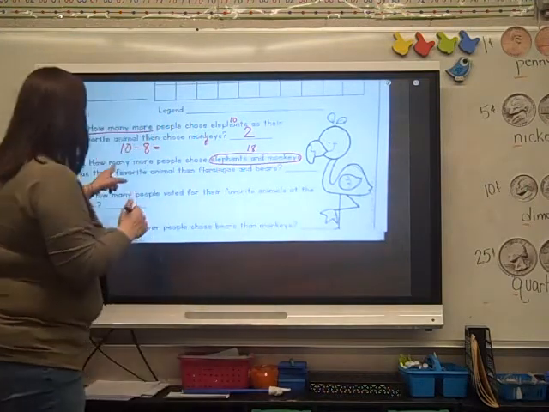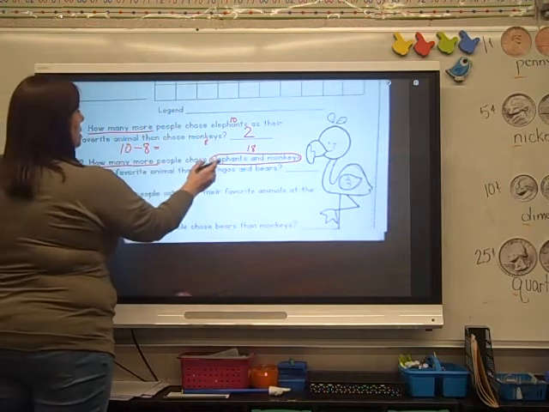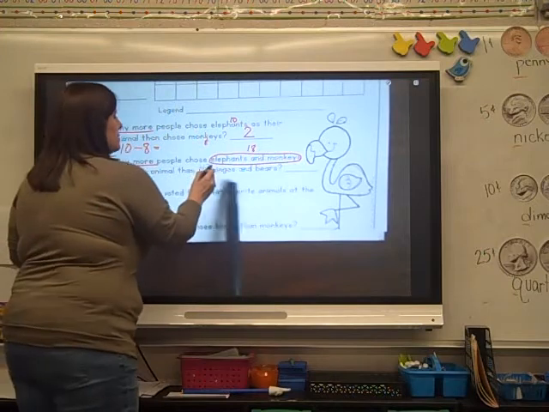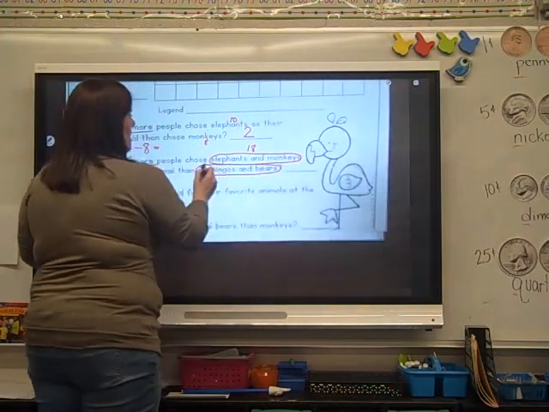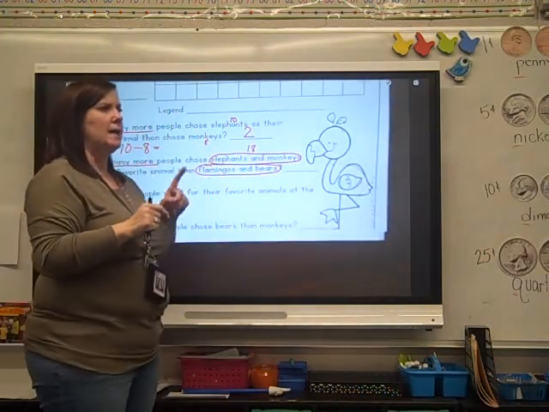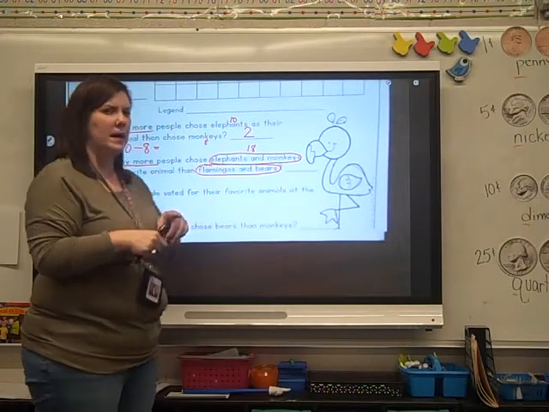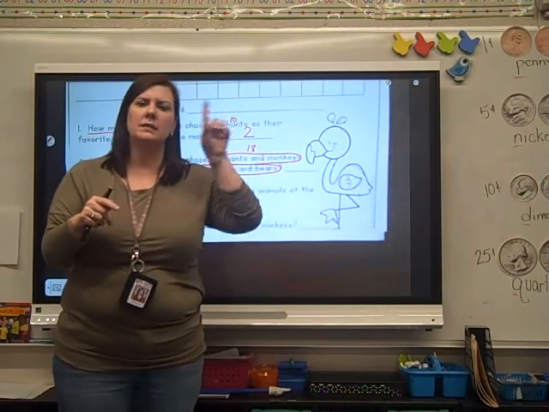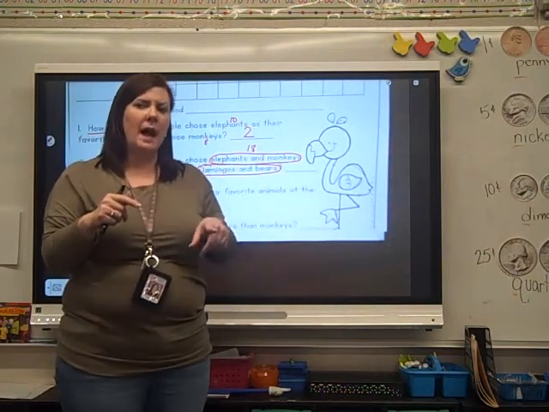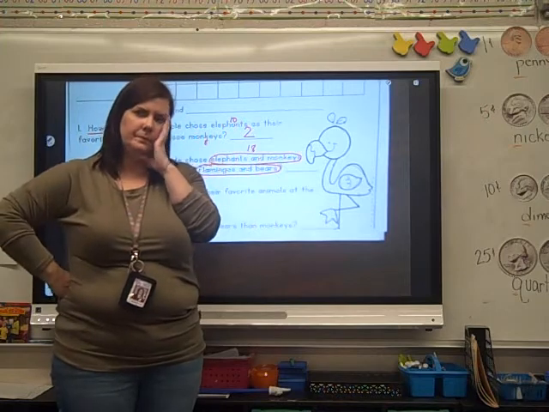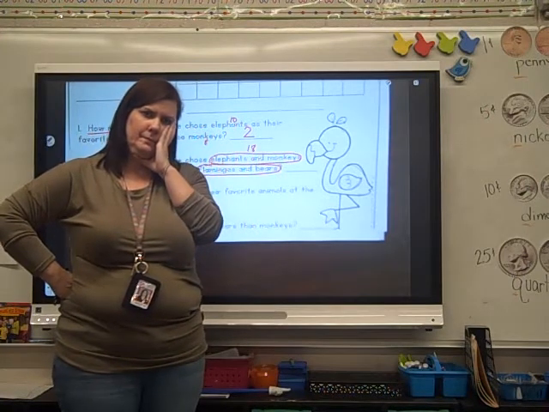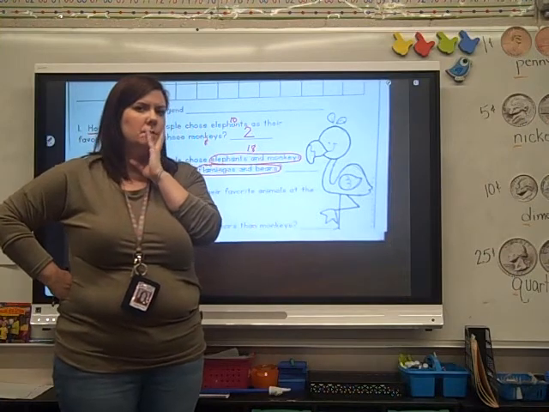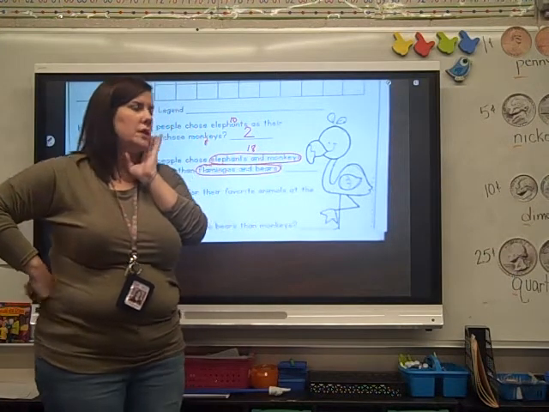How many more people chose elephants and monkeys as their favorite animal than flamingos and bears? Flamingos had 9 votes and bears had 5. So on your number line, 9 plus 5. Wonder what 9 plus 5 is. Did you get 14?